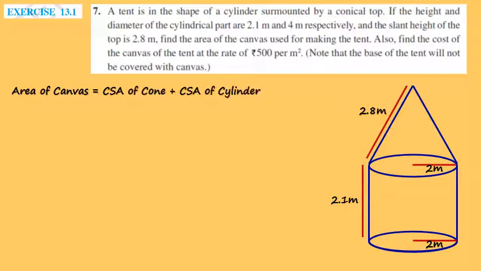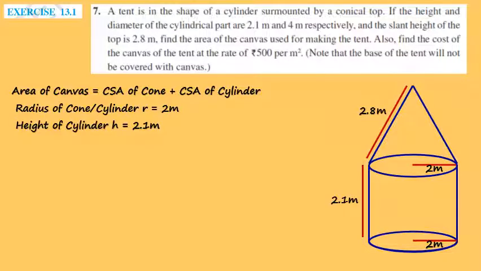Now the area of the canvas is very clear. It is the CSA of the cone plus the CSA of the cylinder. The radius of the cone and the radius of the cylinder are both the same, equal to 2 meters, and the height of the cylinder is 2.1 meters. The slant height of the cone is also given as 2.8 meters.